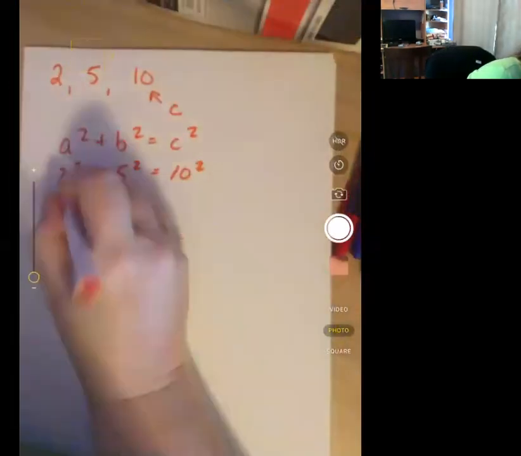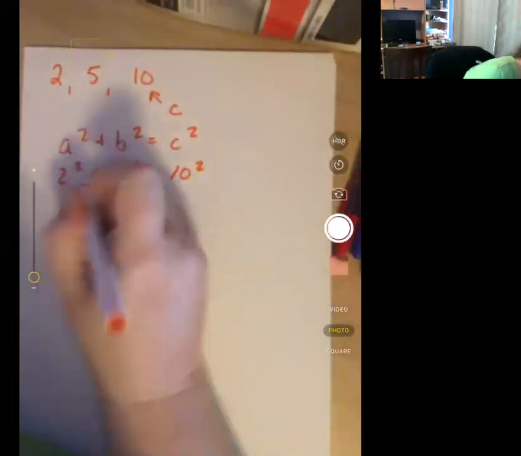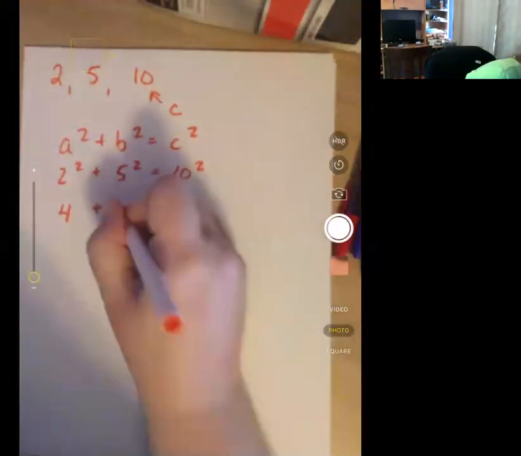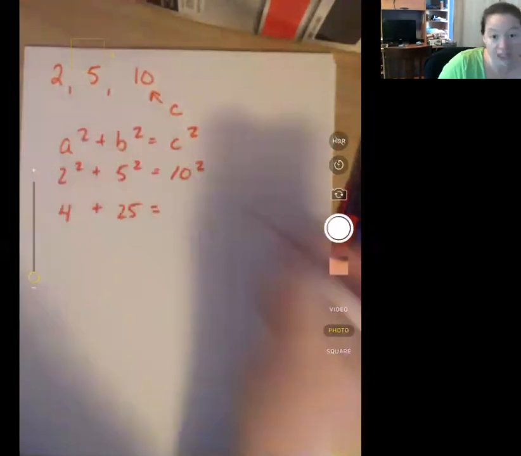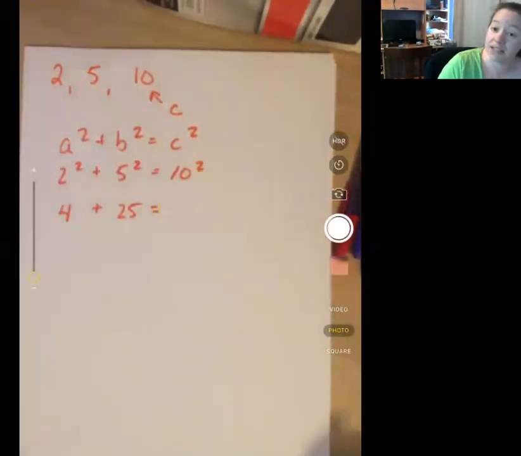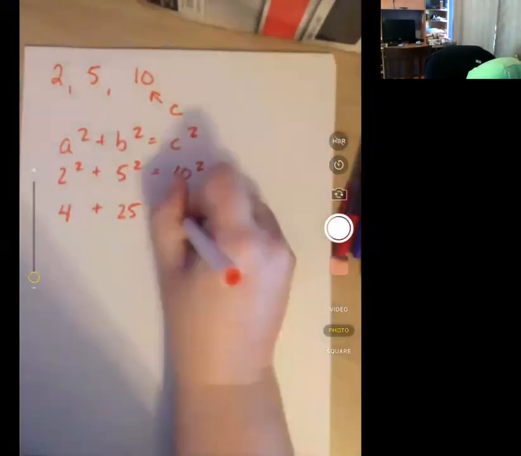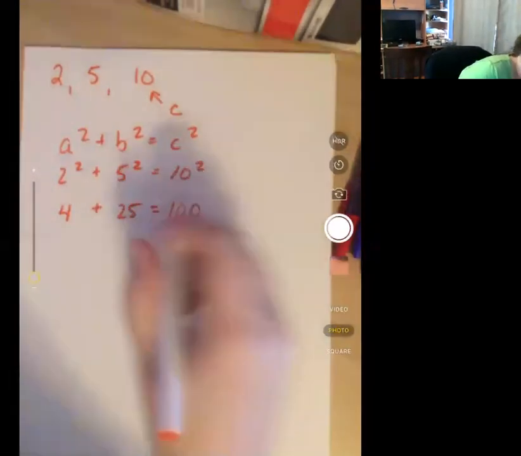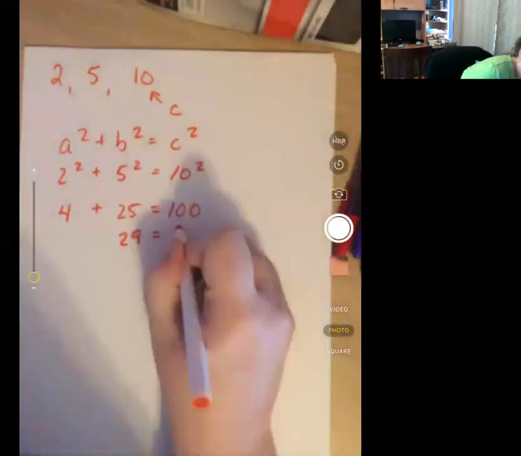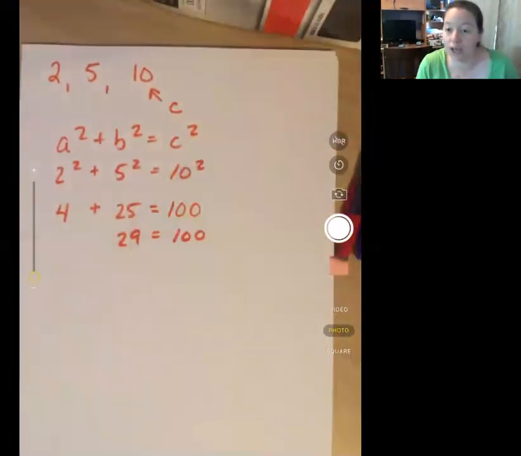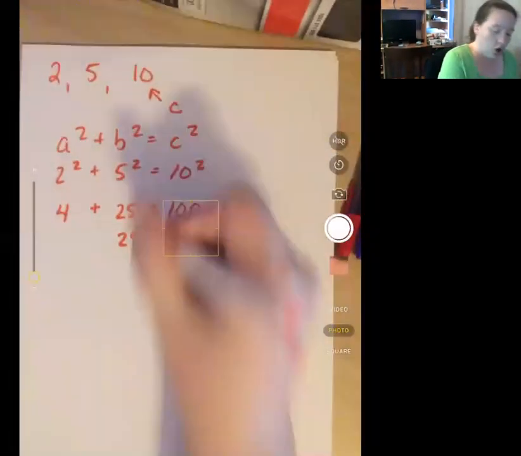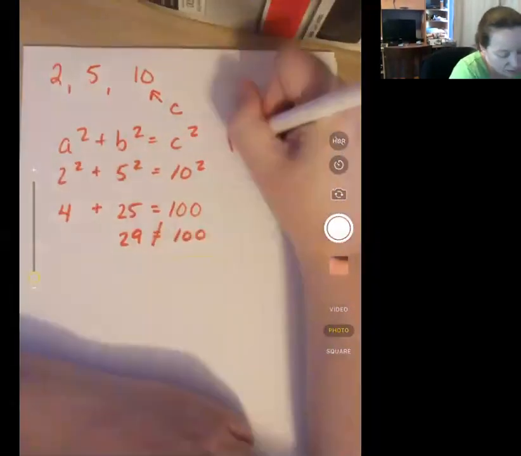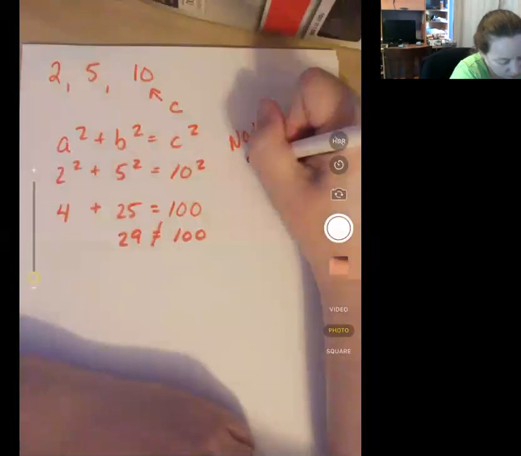2 squared is 4 plus 5 squared, which is 5 times 5, which is 25, is equal to 10 squared. 10 times 10 is 100. 4 plus 25 is 29. Is 29 equal to 100? Nope. So we know this is not a right triangle.